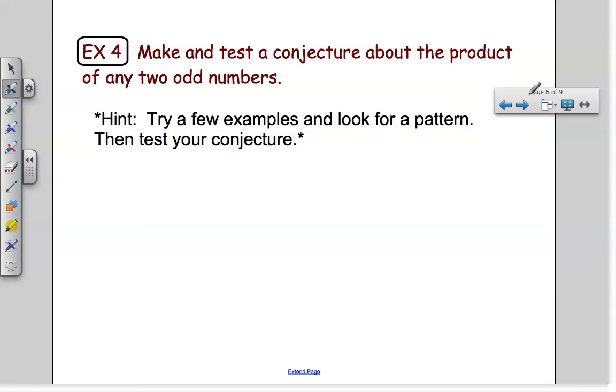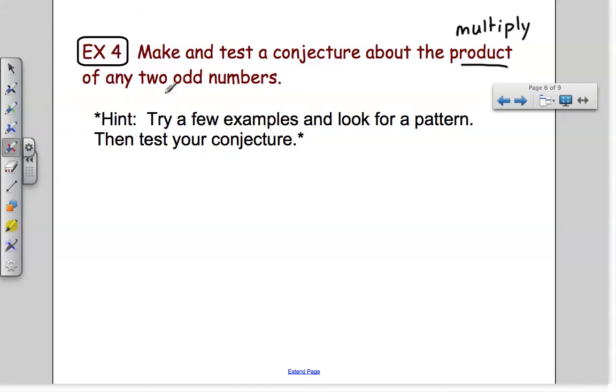Alright, let's keep going with this inductive reasoning, looking for a pattern. Make and test a conjecture about the product of any two odd numbers. Make and test a conjecture means come up with an idea and then test your idea based on your observations about the product of any two odd numbers. Hey, what does product tell you to do? You should remember that word. Product means that you need to multiply.